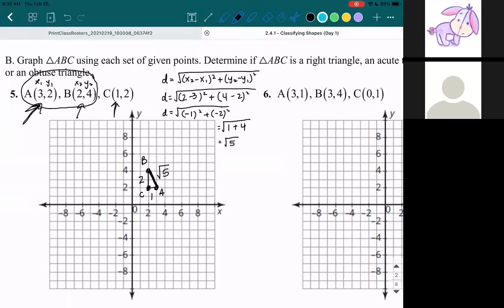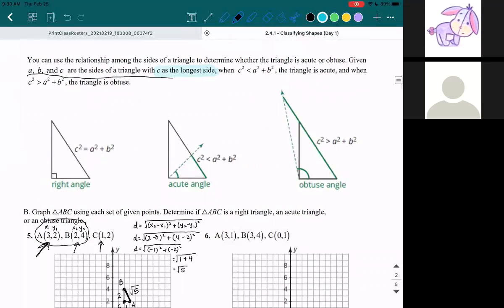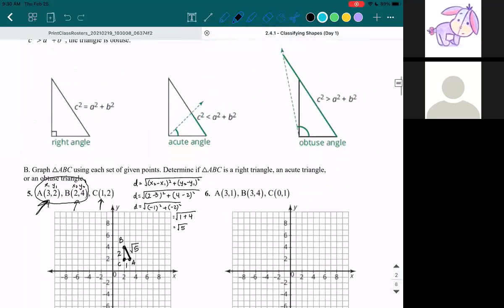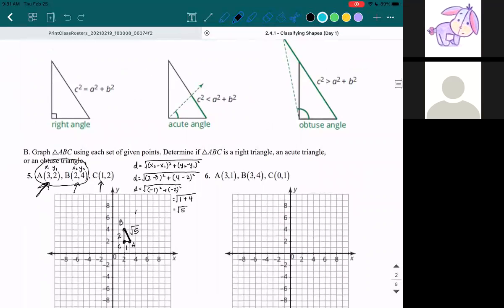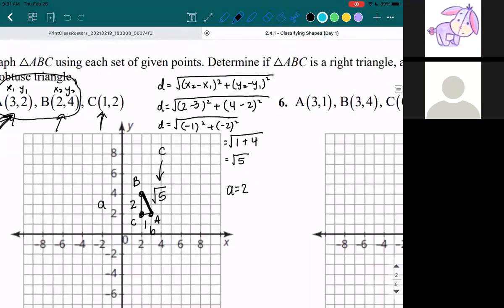And then when we are determining our A, B, and C, A, B, and C are the sides of the triangle with C as the longest side. So our longest side is the square root of 5. So this is our C value. And then you can just literally label the other sides A and B. It doesn't matter which one you choose as which. But here I'm going to say A is equal to 2. I just chose that side length. B is equal to 1. And C is equal to square root of 5.